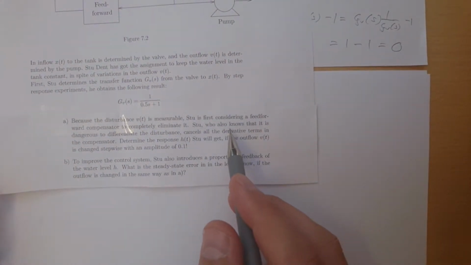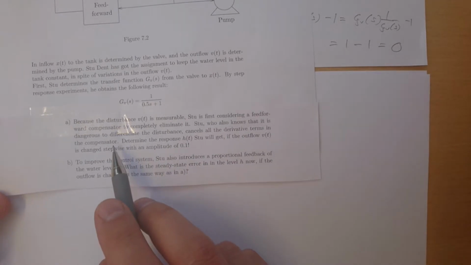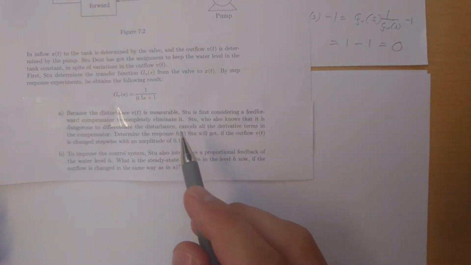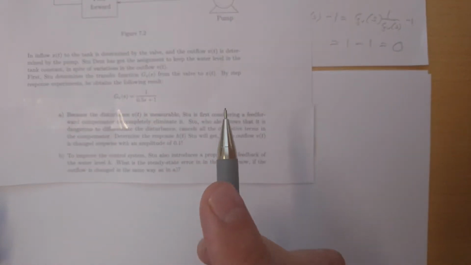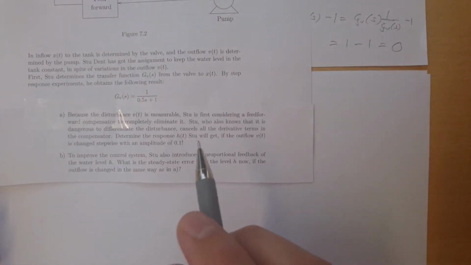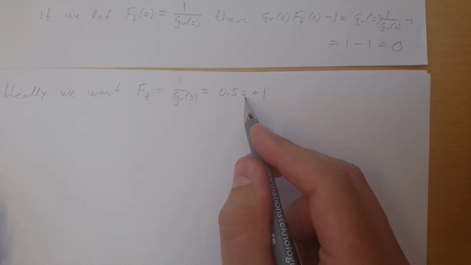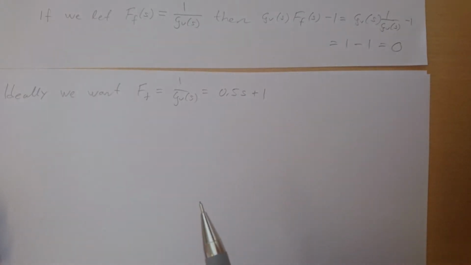But now the thing was that we had this part in the exercise that said, Stu, who also knows that it is dangerous to differentiate the disturbance, cancel all the derivative terms in the compensator. The reason it's dangerous to differentiate is that if the outflow, the water level, changes very rapidly, then the derivative becomes very large, and that means that we may have to use very, very large input values, in theory infinitely large, and of course that's not possible in a practical system. So when it says cancel all the derivative terms in the compensator, that means we should cancel all the terms that involve just a multiplication with s, because multiplication with s is the Laplace transform of a derivative.